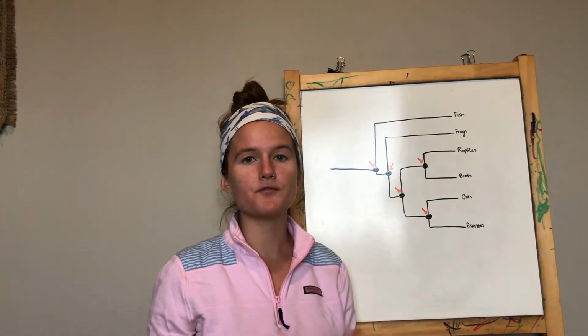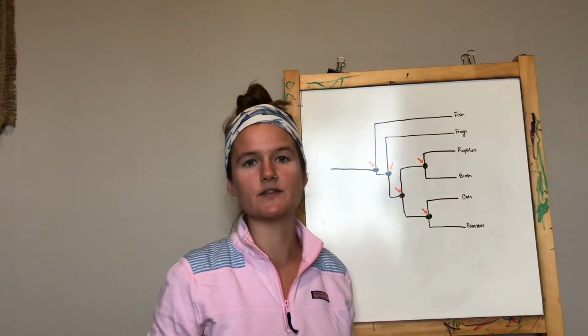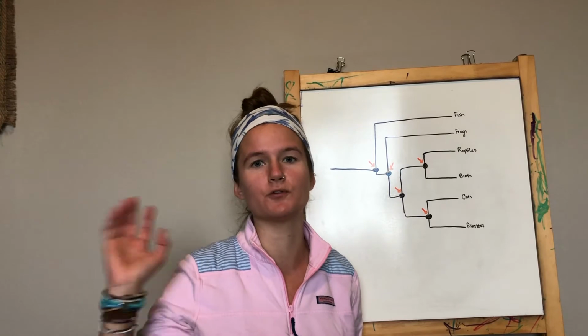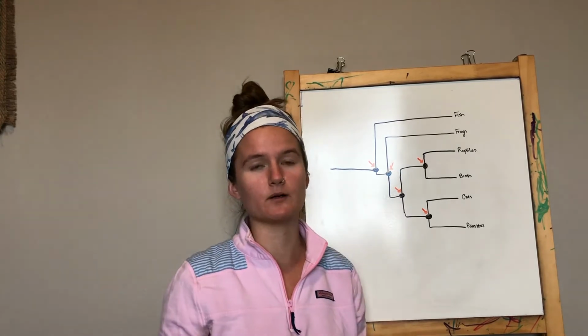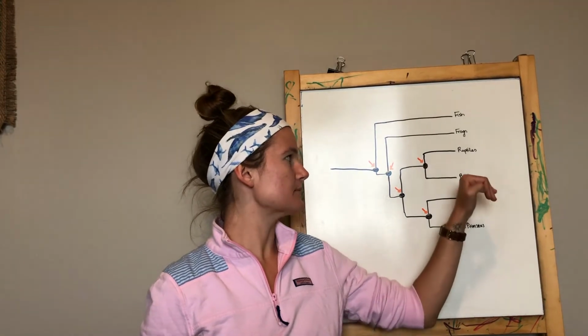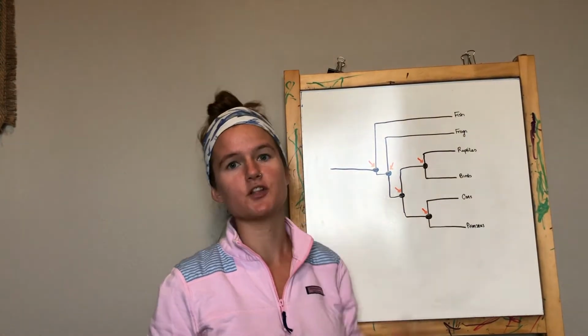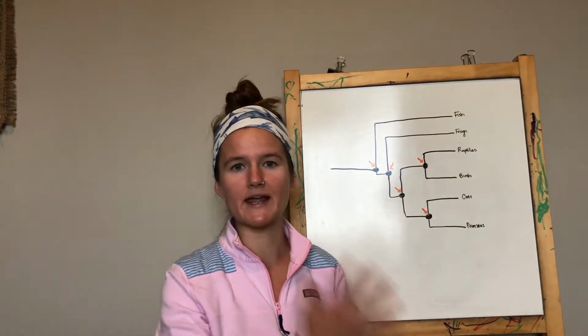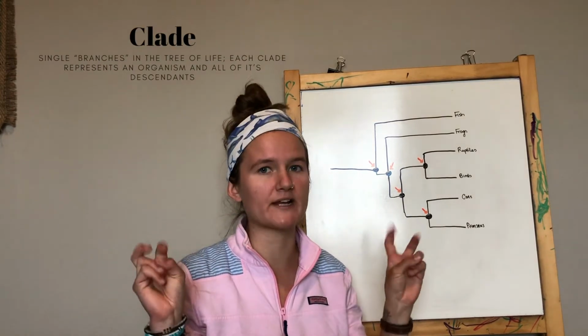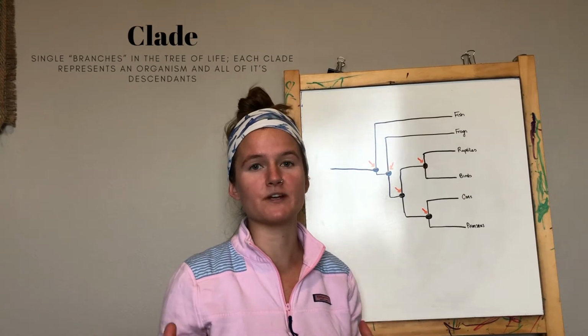Now, the tips of your tree are going to be at the very end, and they represent the terminal ends or the species, population, genes, individuals, organisms that you are talking about. So in this tree, that would be things like primates and cats, birds, reptiles, frogs, and fish. Those are all the tips of our trees. That's where we're ending. The last definition we're talking about is clades, and those represent single branches within a phylogenetic tree or the tree of life.